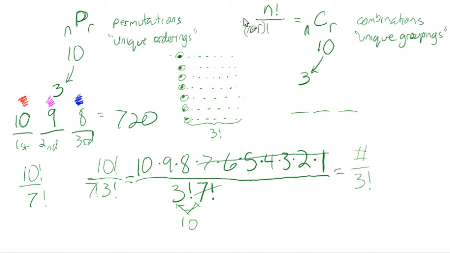Now that's the exact same thing as permutations. But then, to get rid of all of the orderings, we will divide by r factorial. Okay, so this is our formula right here. So as we do any of these, that's going to be what we use.